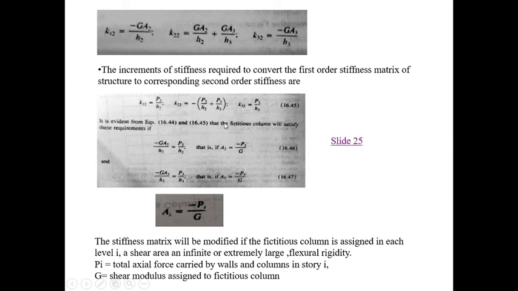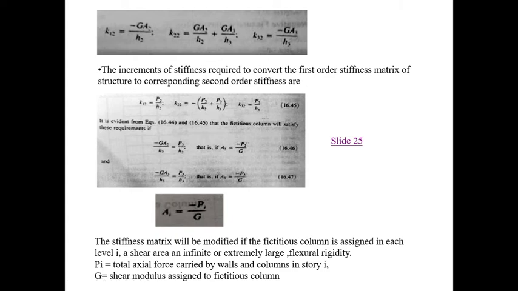Now these two equations we equated because it is the same, K11, K12, K22, K23. So this we equated, and you will be getting the equation as GA2 upon H2 is equal to minus P2 upon H2, where the shear area A2 will be equal to minus P2 upon G. Same way, equating this to this value, you will be getting A3 is equal to minus P3 upon G. So this, in generalized, we write it as Ai is equal to minus Pi upon G.